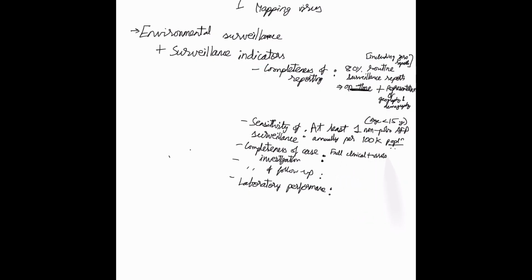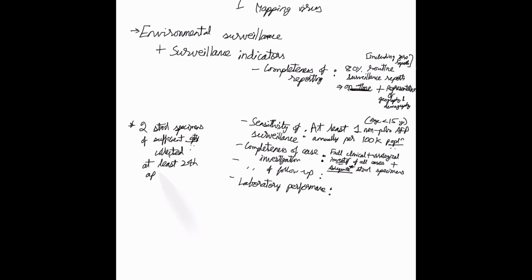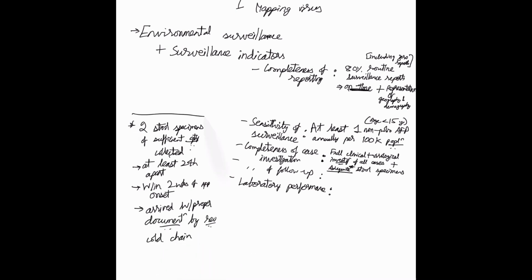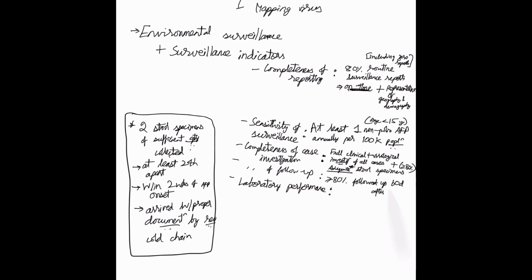So completeness of case investigation would involve a full clinical plus virological investigation of all AFP cases, which should be more than 80%, plus adequacy of stool specimens. The important thing to note about the stool specimens is 2 stool specimens of sufficient quantity collected at least 24 hours apart within 2 weeks of AFP onset. It should arrive with proper documentation by reverse cold chain. Only then will you consider a stool sample as adequate.